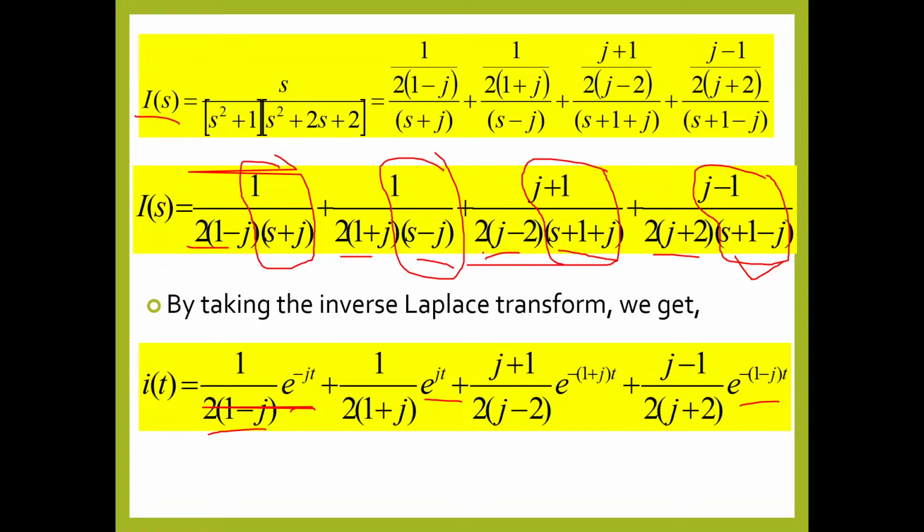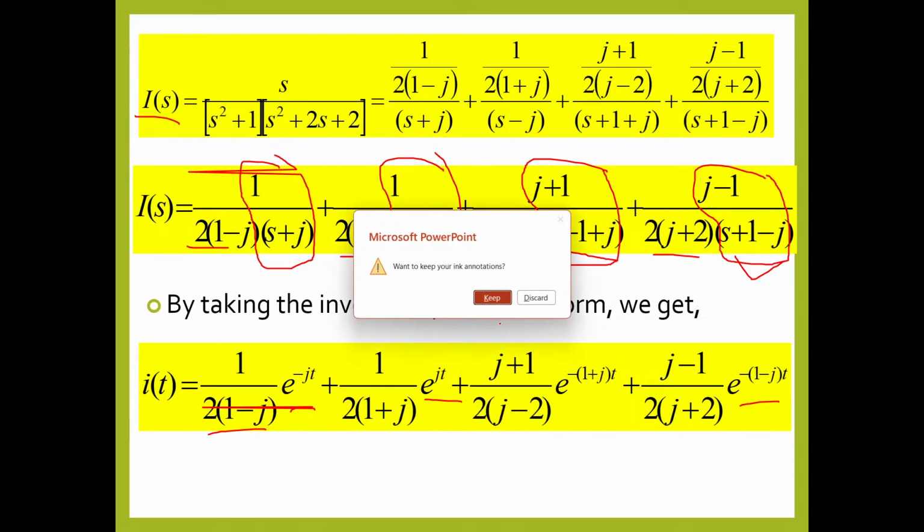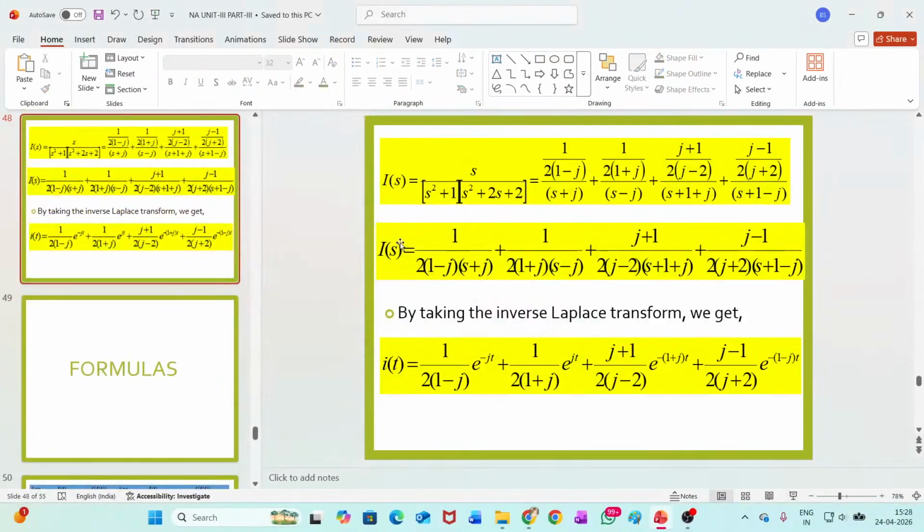This is the simplified expression after going for inverse Laplace transformation. So that's it. This is the steady state analysis using the Laplace transformation method.